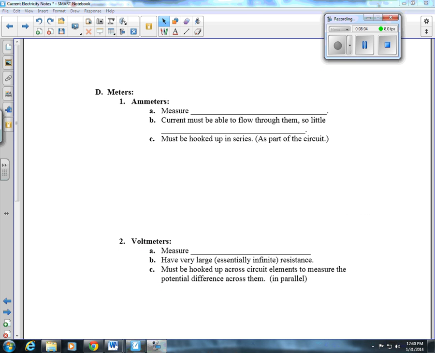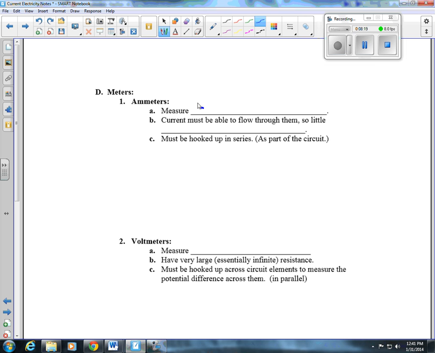Okay, the last part of this video is going to be about meters, ammeters and voltmeters that are used to make measurements in our circuits. I'm putting it here because we're going to hook up circuits soon in class, and you need to know how to hook up the ammeters and the voltmeters. Ammeters measure current in amps. Okay, that's where the name ammeter comes from. I guess amp meter is a little tough on the tongue, so they shorten it to ammeters.